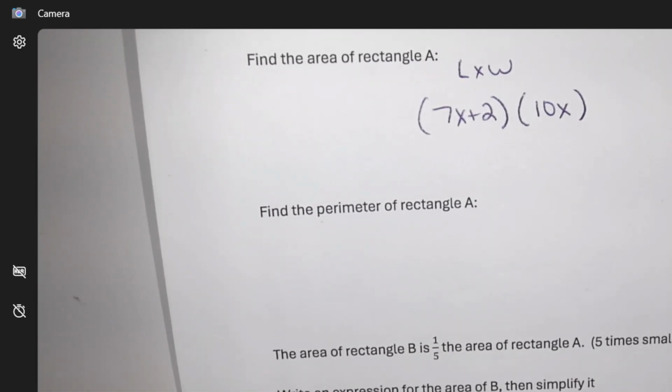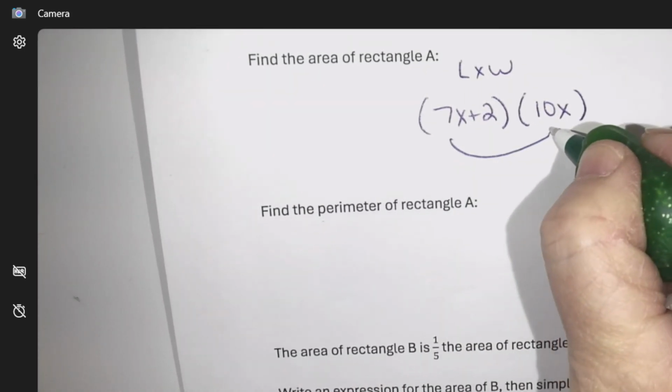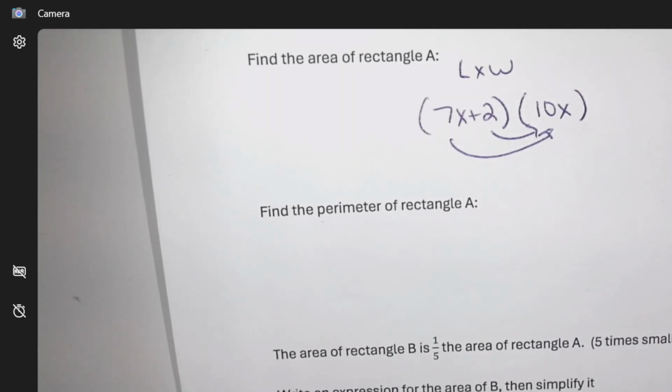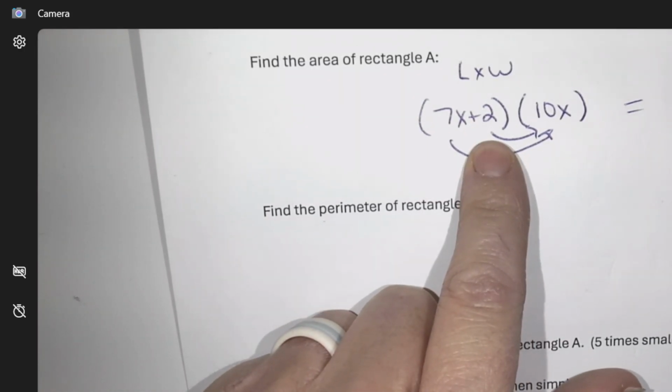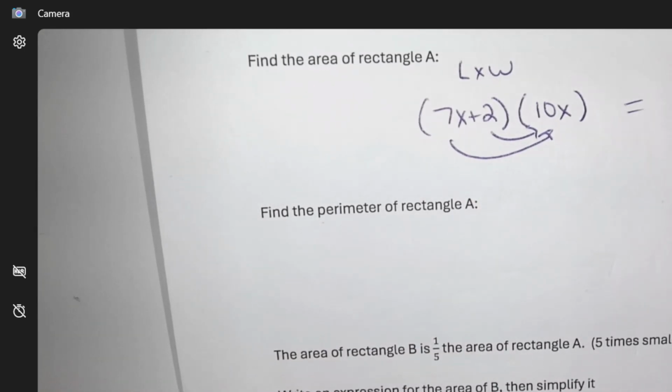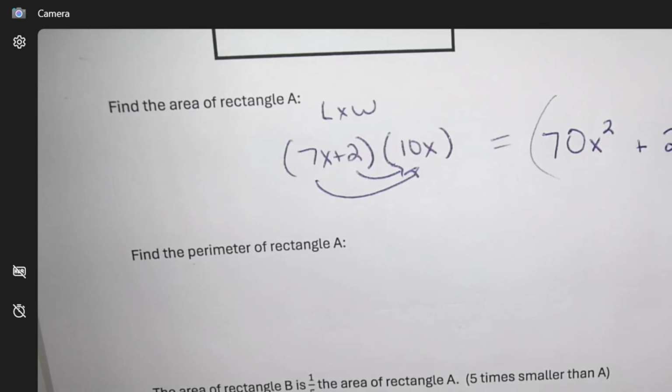What should I do when simplifying this? I need to distribute. So you have to times and times. So 70. Did you go with an x squared on that one? Yes. Plus 20x. And then I'm going to put something at the end of it. Inches squared. Area, so square inches.